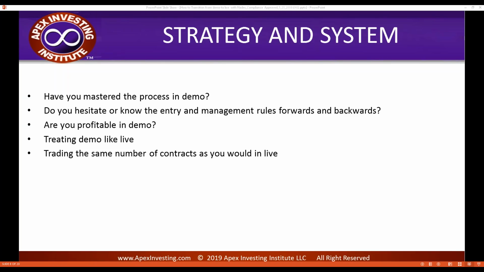So choose your system, know the rules backwards and forwards, back test it, trade it live. I mean, trade live in demo. Get used to it. Get used to seeing the trade setups happen. Practice them in demo. Master them in demo. Make all of your mistakes and screw-ups in demo and work it all out. And get to the point where you have mastered that thing and you're profitable in demo.